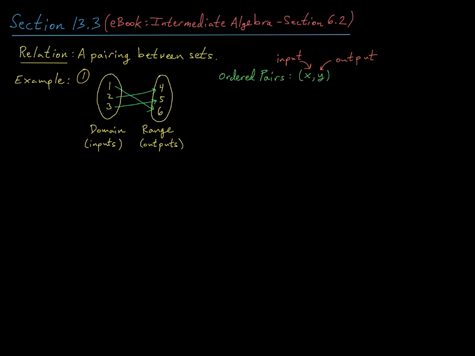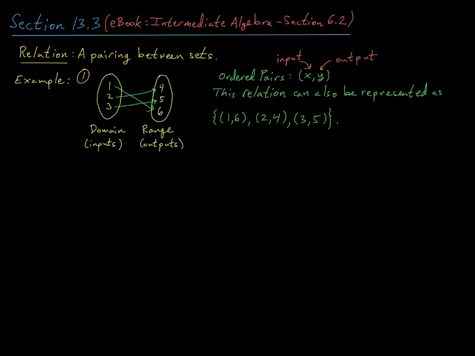Now I can go ahead and represent this particular relation with ordered pairs as follows. So we have the input 1 goes to the output 6. The input 2 goes to the output 4. The input 3 goes to the output 5. Okay. One other piece of terminology, the collection of inputs are what are referred to as the domain of the relation. And the collection of outputs, that's referred to as the range of the relation.